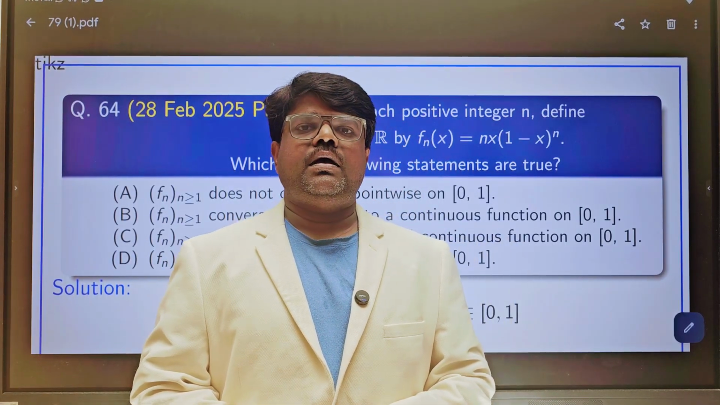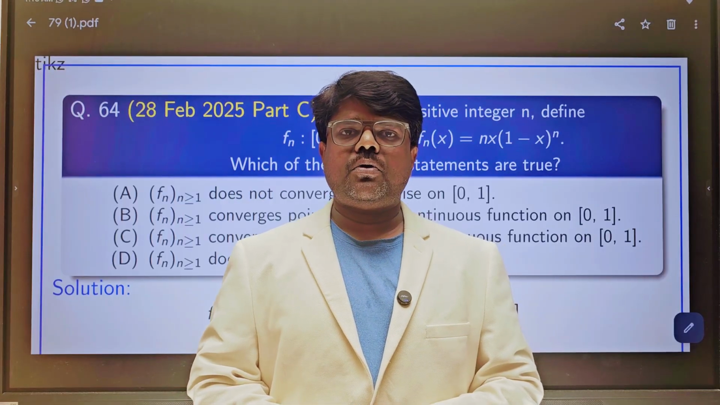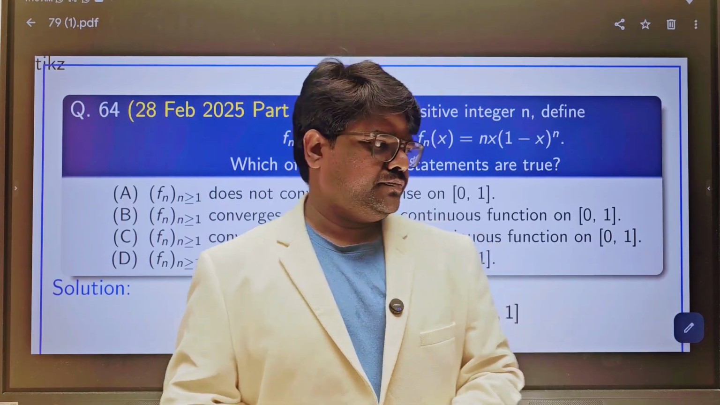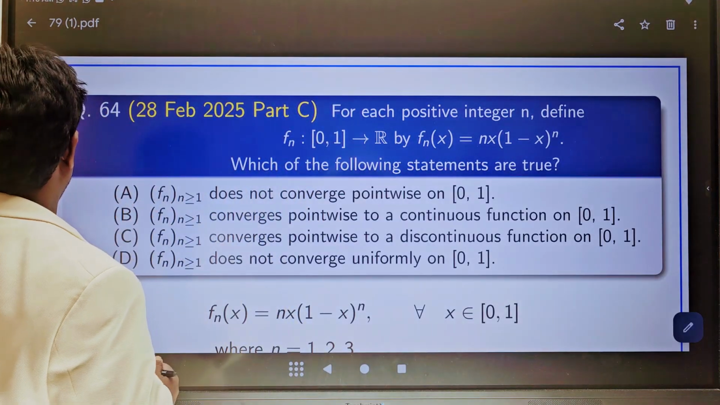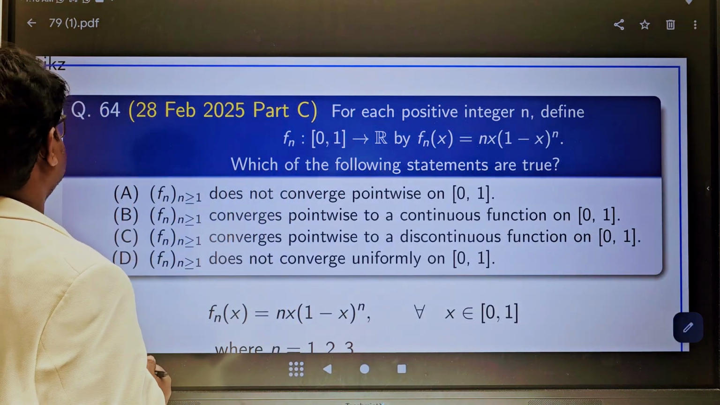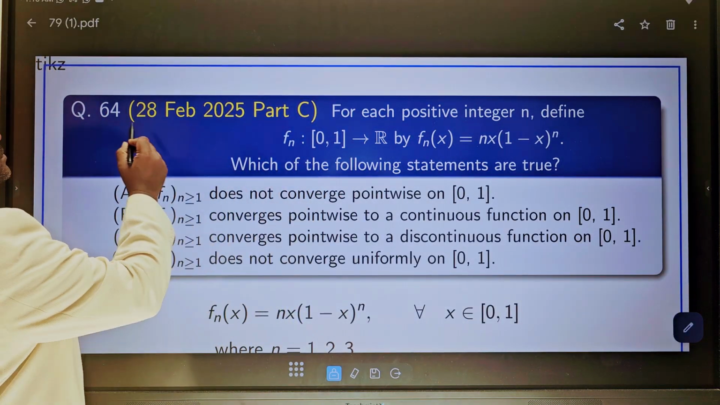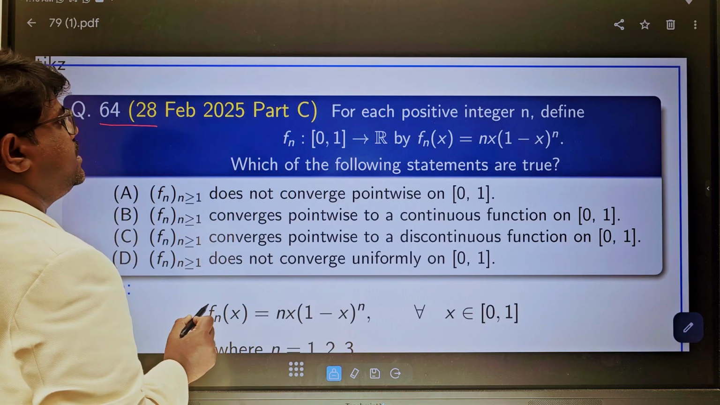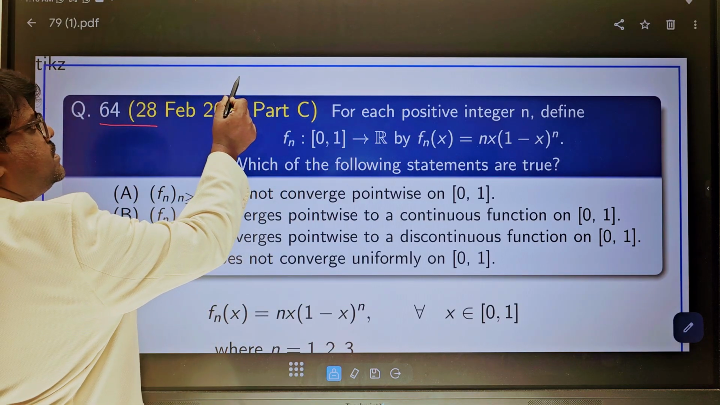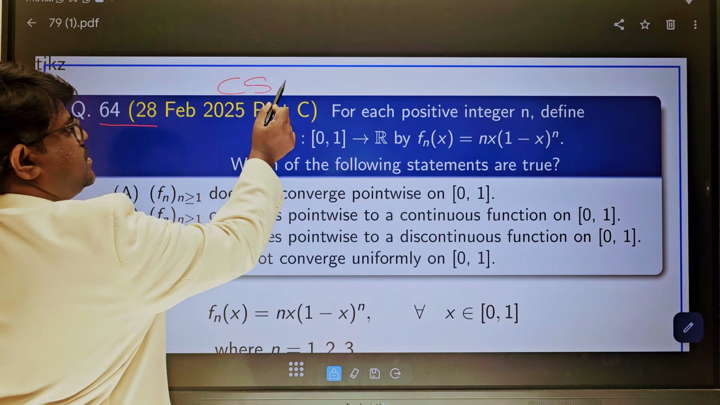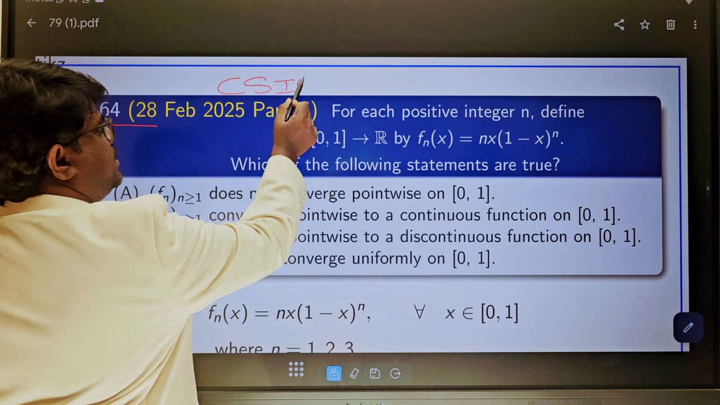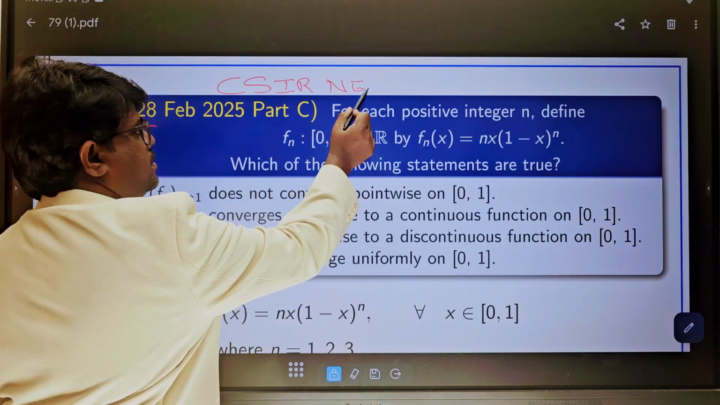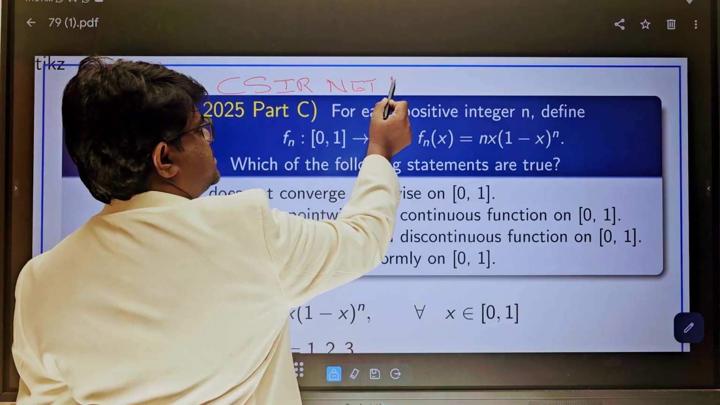Today I will explain one of the important problems related to CSIR NET mathematics. Question number 28, part C.